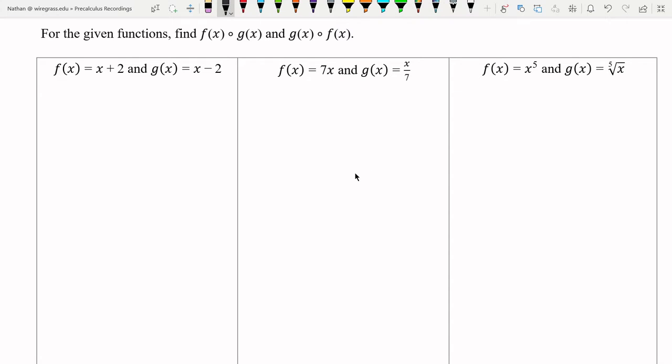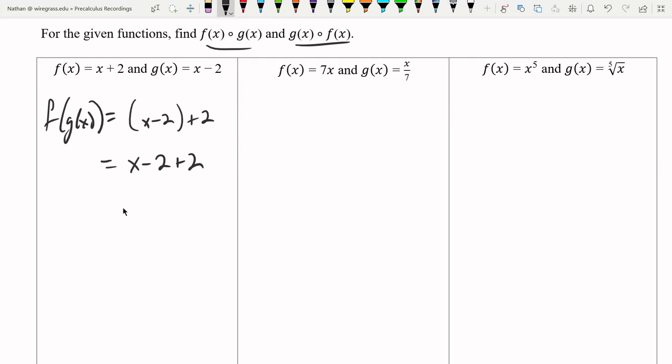For these following functions, we're going to compose both ways and simplify the statements down. So f of g of x is going to be f of x, which is x plus 2, but g of x is going to get plugged into there, so x minus 2 plus 2. That just gives us x.